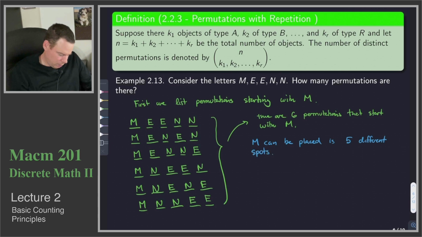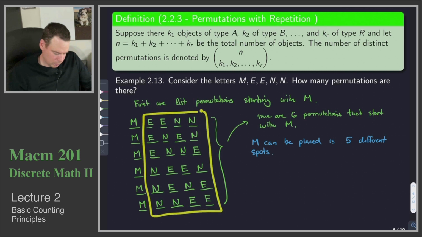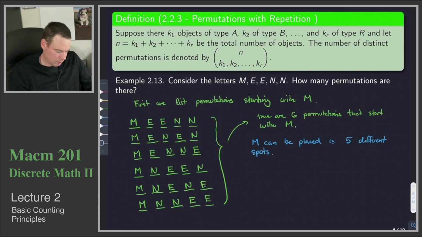So it could be placed here, or here, or here, or here, or here. So at the start, or anywhere between the remaining 4 characters. So that means by the rule of product, since M can be placed in any of those 5 spots, once it's placed in a spot, the remaining spots can be filled in any of the 6 ways by the arrangements of the e's and the n's.